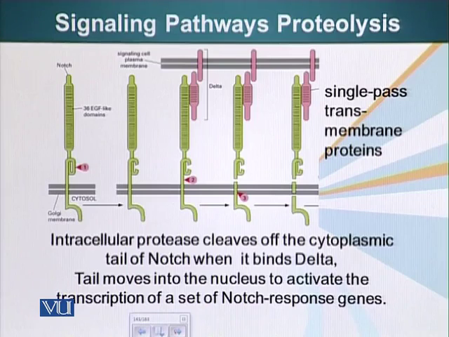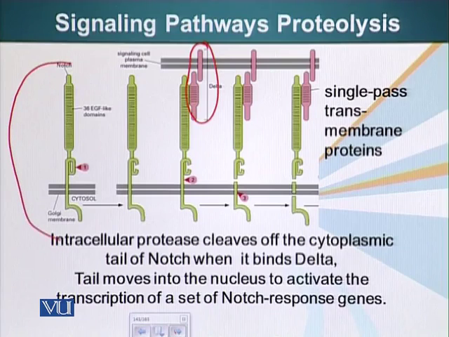Here you can see it in enlarged form. Here is Delta, which is being expressed by the cell which is going to become a nerve cell, and here we have Notch. I would like to point out that mature Notch goes through 3 cleavages. The first one is when it is being matured in the Golgi apparatus, and the last 2 cleavages of Notch depend upon its interaction with Delta.